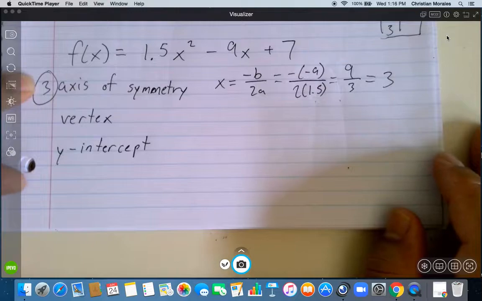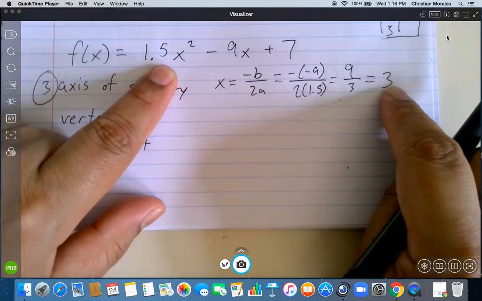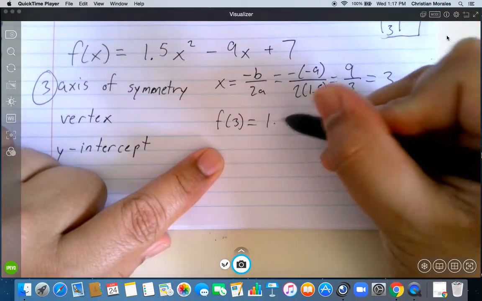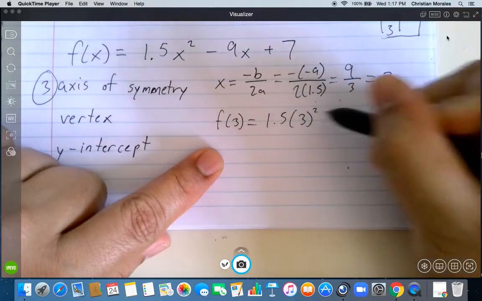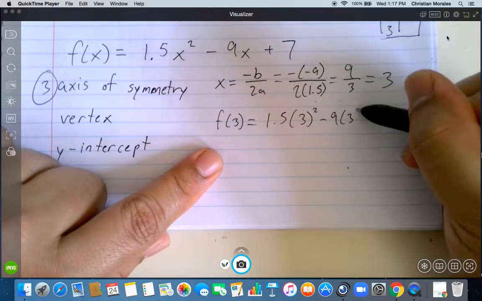It's 3. For the vertex, I take the 3 and I'm going to plug it into my function. So I'm going to plug in 3 for x. You would use a calculator for this. Please use a calculator. It'll save you so much time.